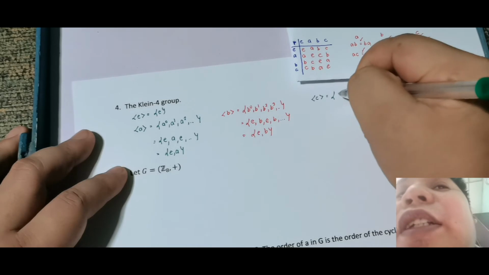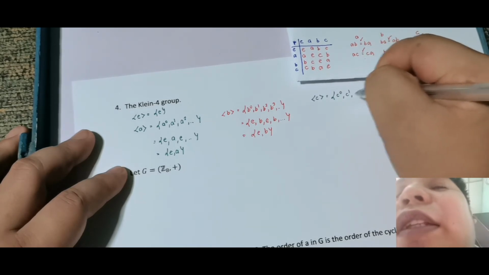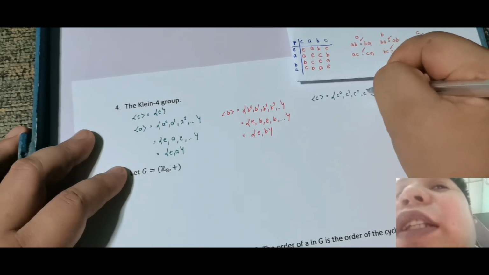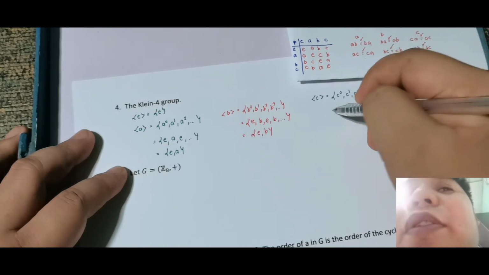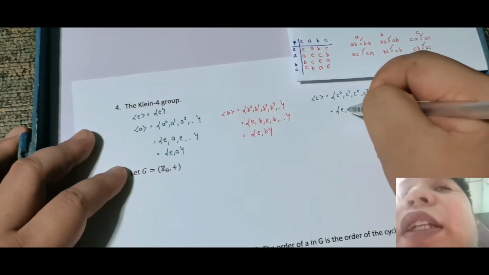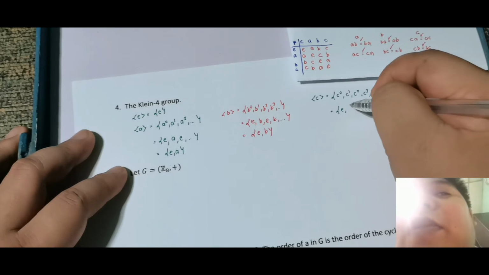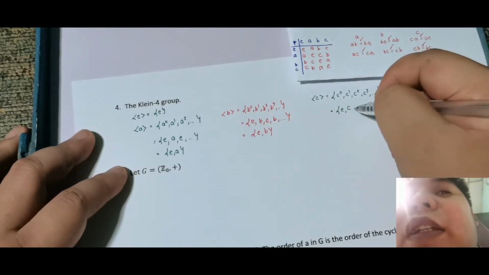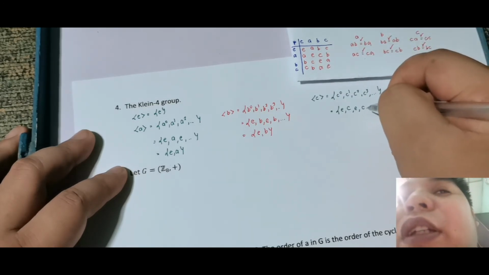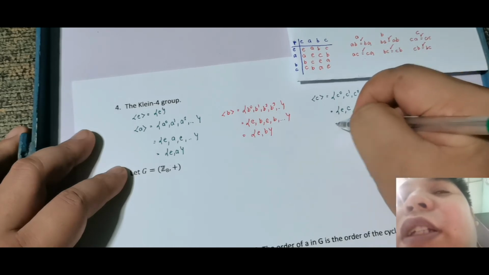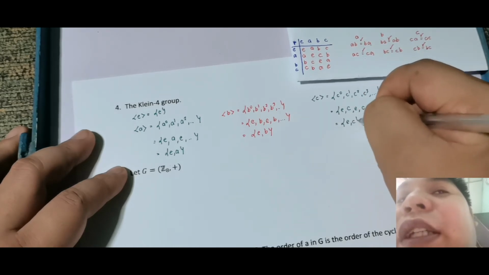So this is C raised to 0, C raised to 1, C raised to 2, C raised to 3, and so on. So first, C raised to 0 is E, C raised to 1 is C, C times C is E. So it repeated, then this is also C. Okay, therefore this is just equal to {E, C}.